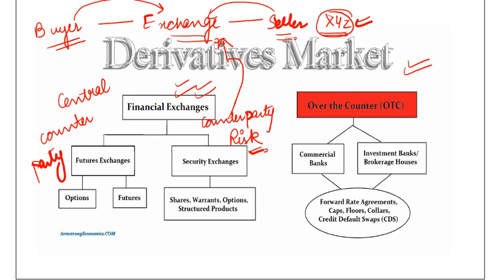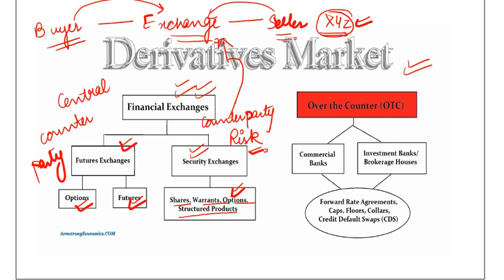All right, so this is about the financial exchanges part. In financial exchanges we have futures exchanges and security exchanges. In futures exchanges there are options and futures. And in security exchanges these are shares, warrants, options, and structured products.